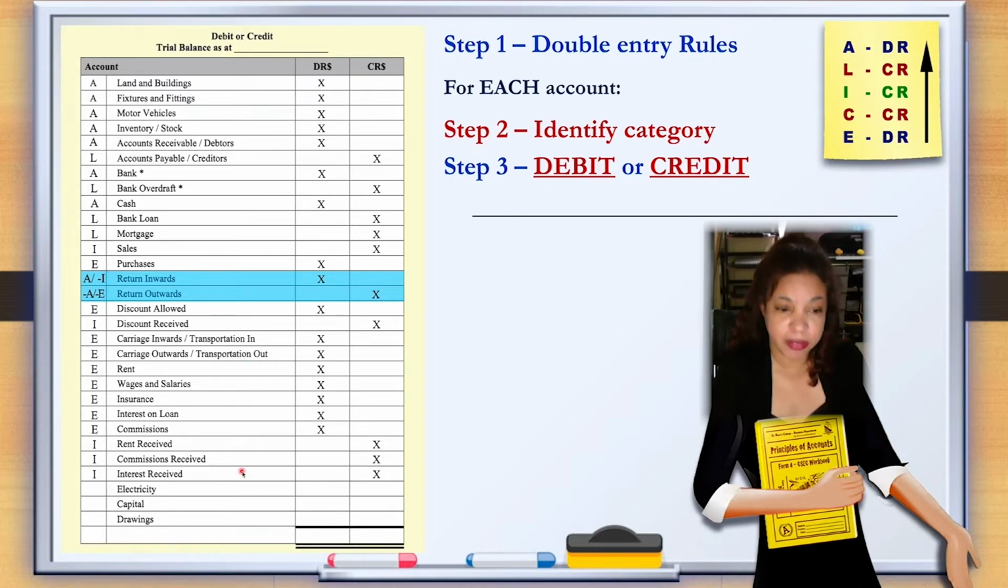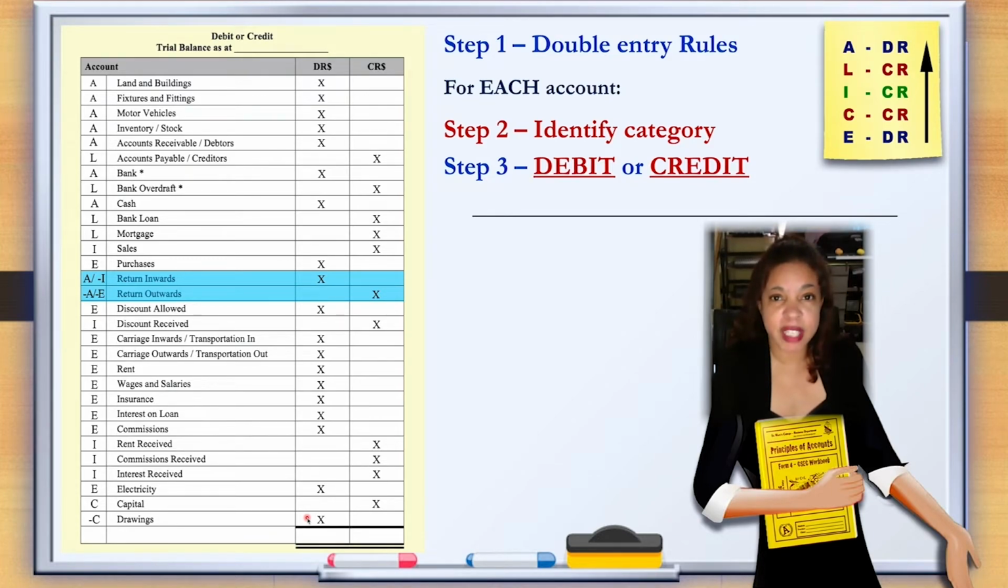Electricity, we pay for that, so that is an expense, debit. Capital is an increase in capital, so you automatically see credit. So you put capital here, credit. And then drawings, even though it's a capital account, it is a decrease in capital, so that will be debit.